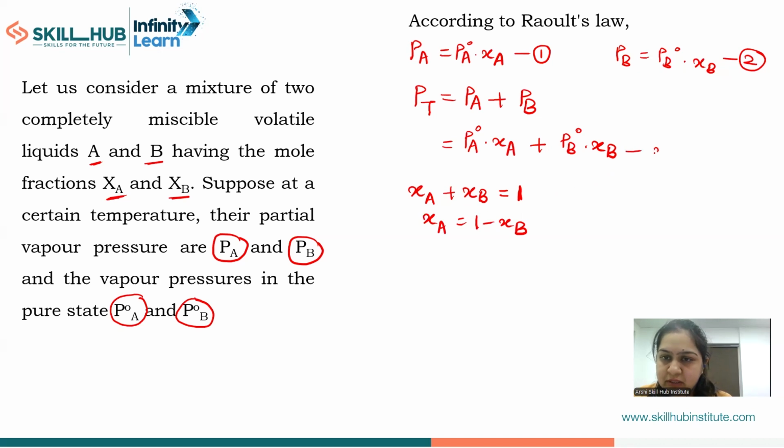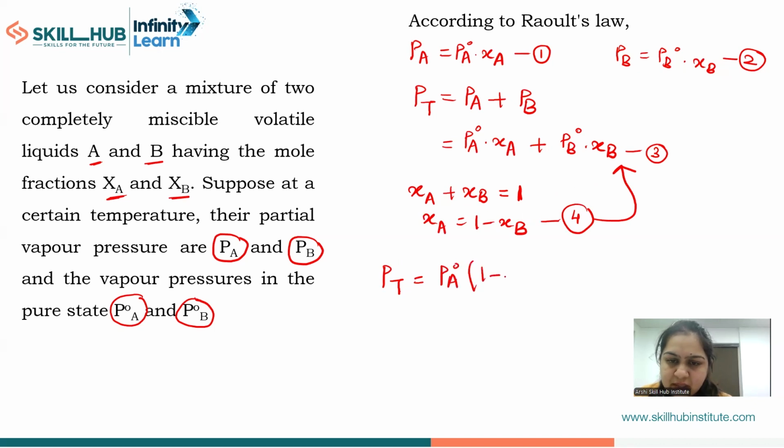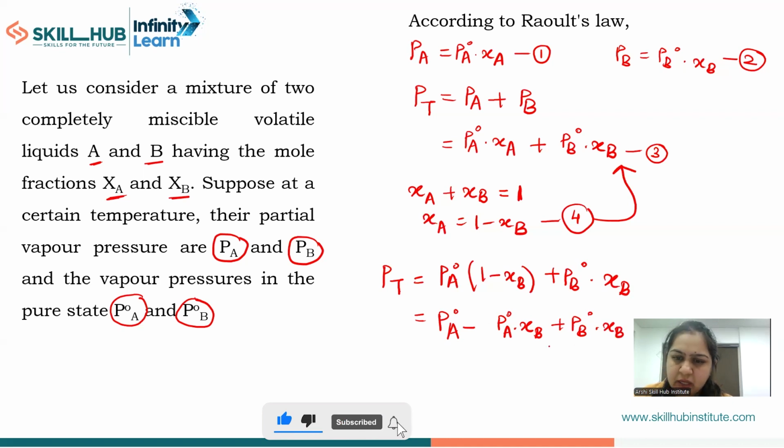Now, let us say this equation is equation number 3 and this equation is equation number 4. I will substitute equation 4 in equation 3. Then I'll get the equation as PT equals PA naught into the value of XA, that is 1 minus XB, plus PB naught into XB. I'll open the brackets: PA naught minus PA naught into XB plus PB naught into XB.